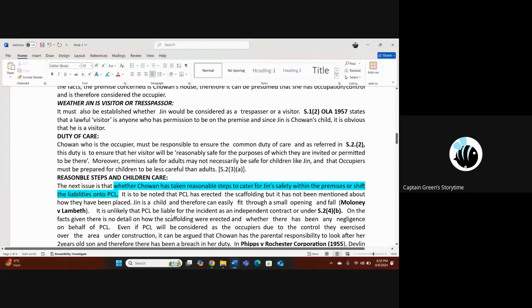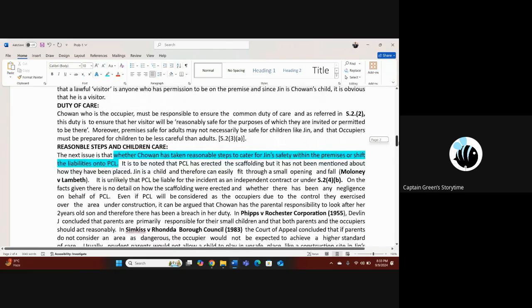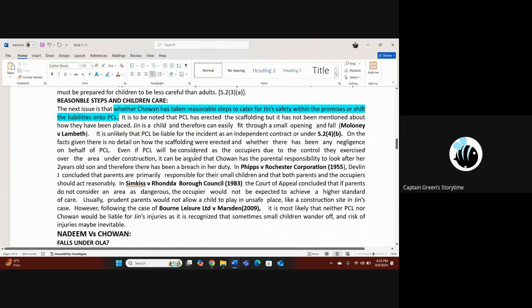It is unlikely that PCL would be liable for the incident as an independent contractor. On the facts given, there is no detail on how the scaffolding was erected, and so there would be no negligence on behalf of PCL. Even if PCL is considered an occupier due to the control exercised over the construction, it can be argued that Chuan has the parental responsibility to look after the 2 year old son.